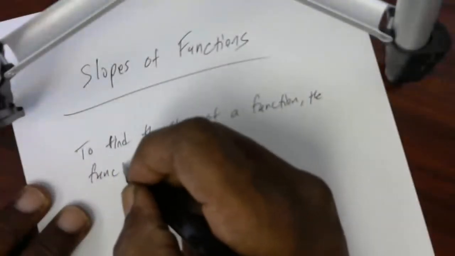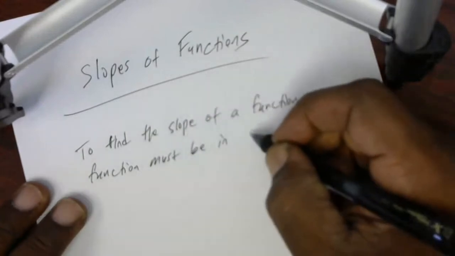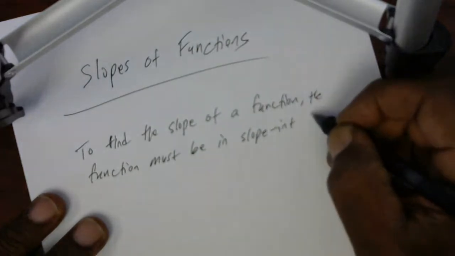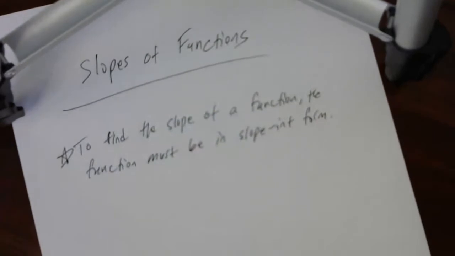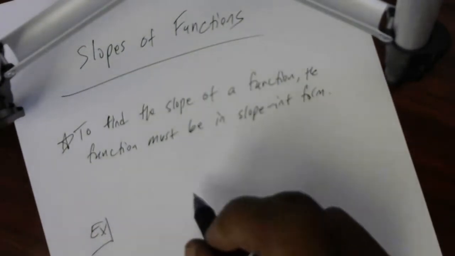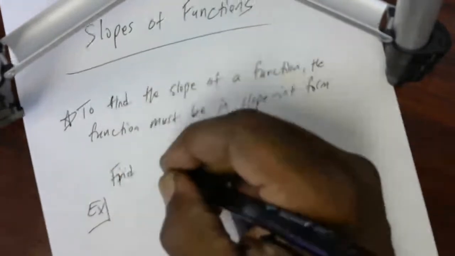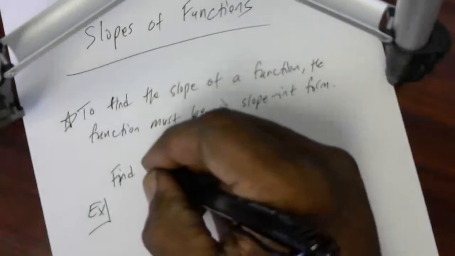the function must be in slope intercept form. And I should put a little star by that. So if you're given a function, and if you're asked to find the slope, you must take your equation and basically solve it for y.